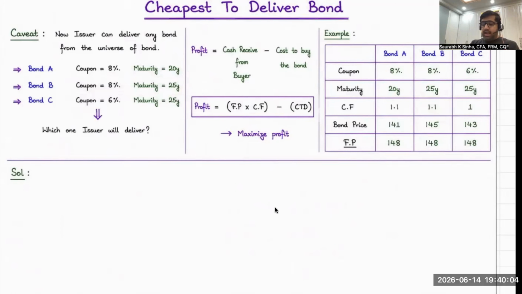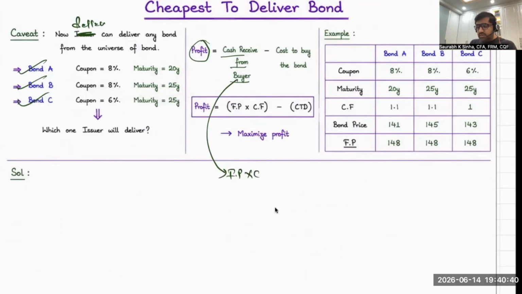So actually the seller in the contract can deliver any bond from the universe and say these are the bonds A, B, C. I can deliver any bond. I'm going to receive a fixed settlement price or the principal invoice price, which is 95% of 100,000 times the conversion factor. So what I have to do? I have to calculate my profit. This is the cash that I'm going to receive from the buyer. What is that cash?